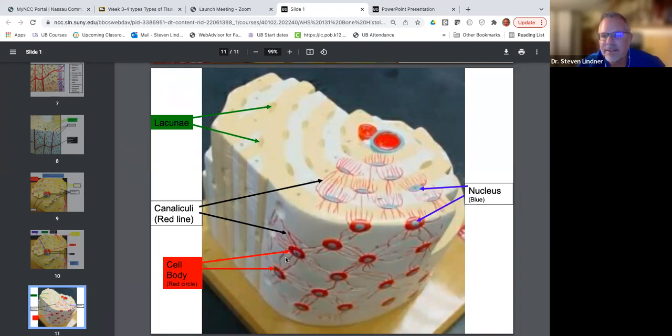If it ever pops up on a test, you don't have to specify nucleus or cell body. I just want to know it's the osteocyte. It's an osteocyte.